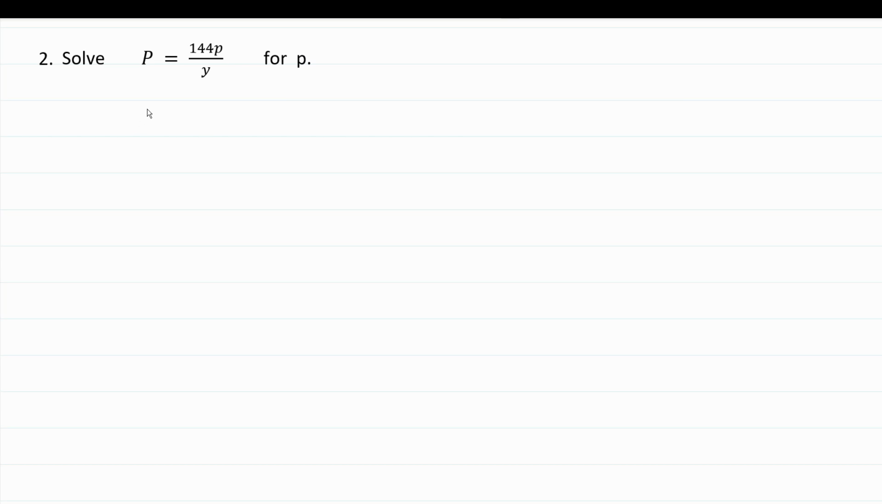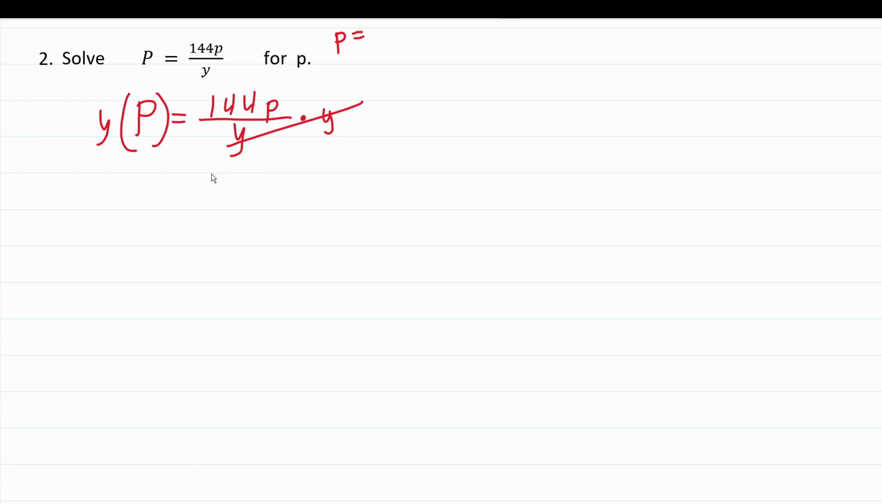So that said, let's copy this one down. We have P equals 144 little p over y. Let's read this fraction here to make sure we know what it says. It says 144p divided by y. Again, we're trying to solve for p, so we want to get p such that it looks like this, p equal to something. And so our first step is to make an effort to clear this y from the denominator. Again, this is divided by y, so we're going to do the opposite operation. That is to say, we're going to multiply both sides by y.